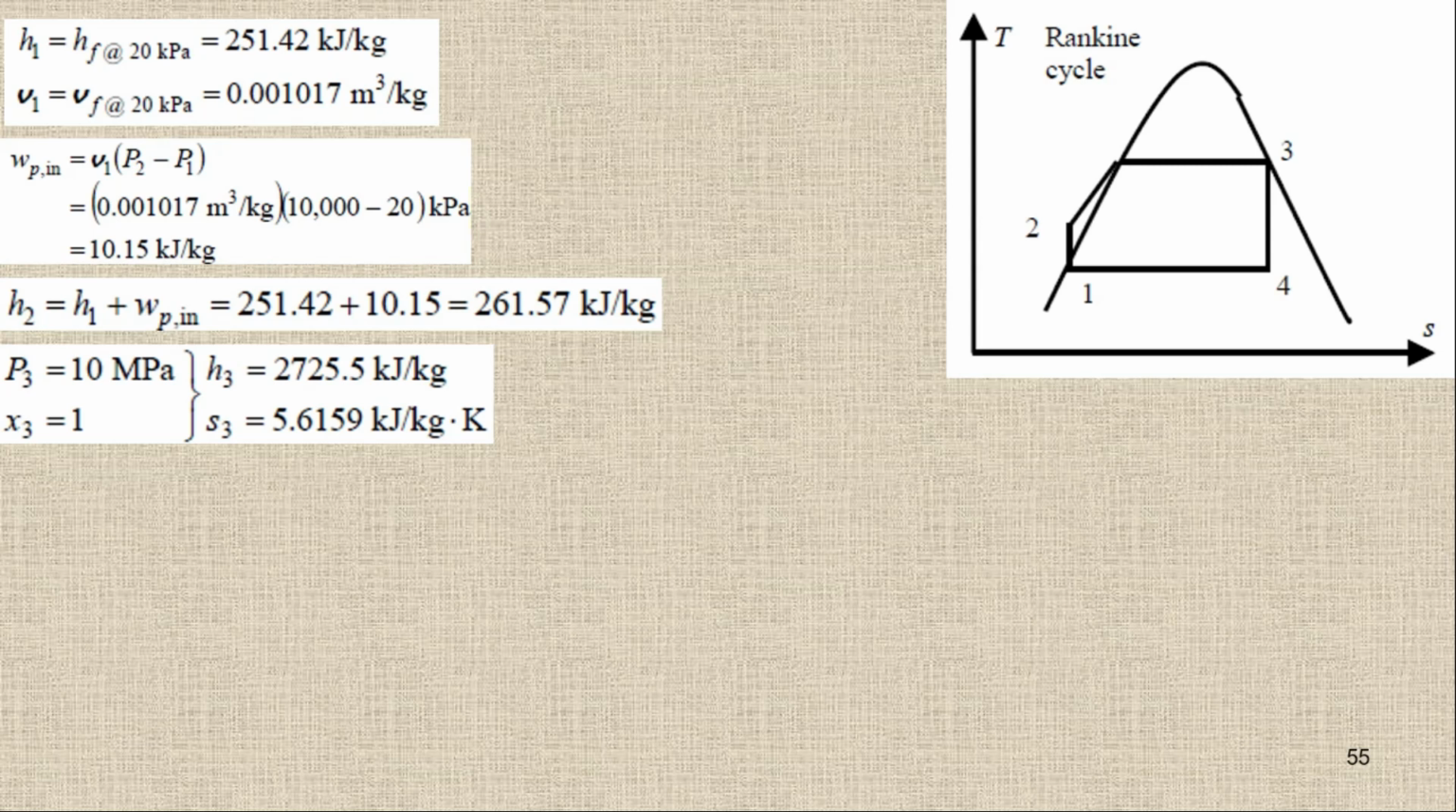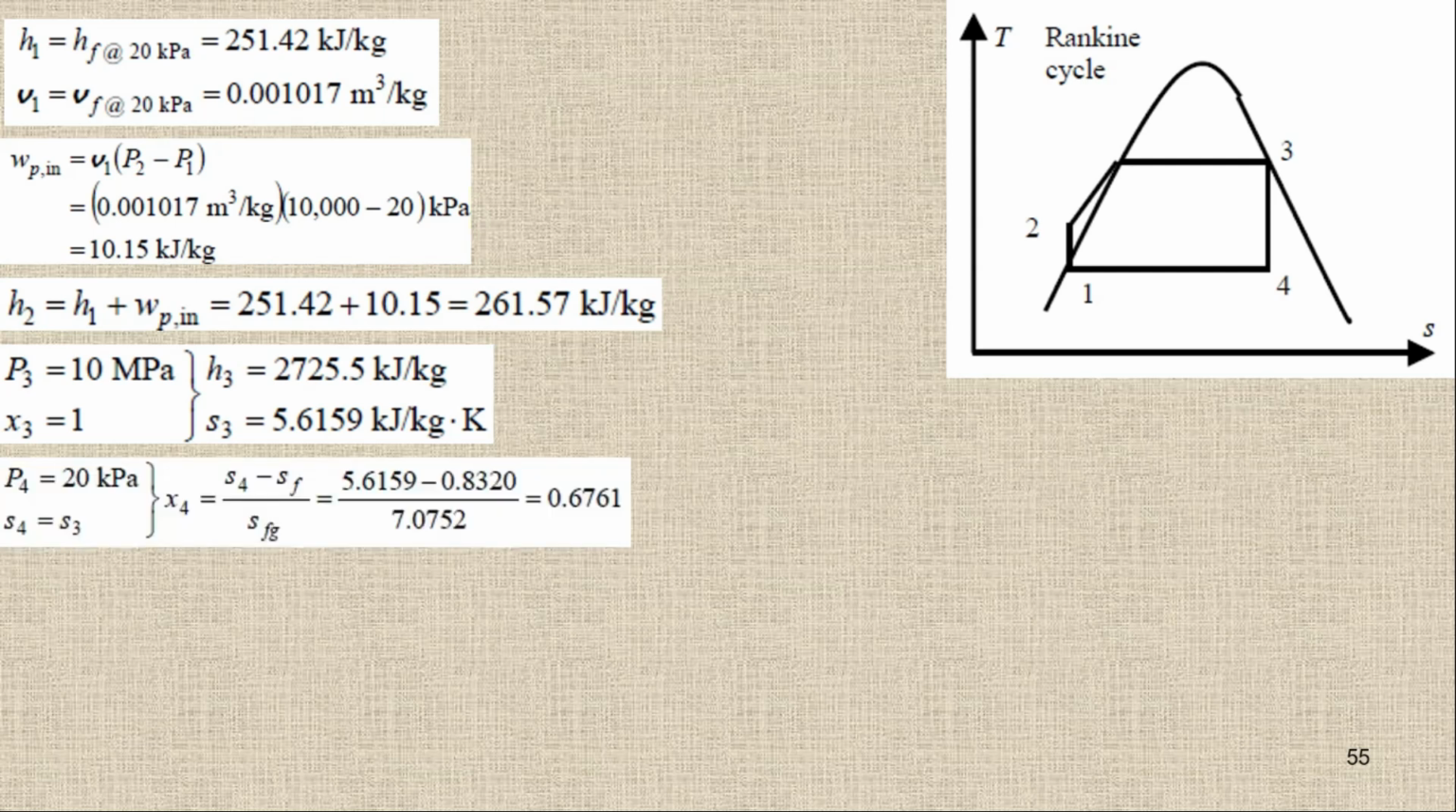So here we have to follow the same procedure again, because we have the S3. So we are going to say that the S4, the entropy at point number 4, is same as the S3. So S4 will be equal to 5.6159, and we have to check the values of SF and SG at 20 kilopascal, and you will find that the S4 lies between SF and SG. So it will be in the vapor mixture region.